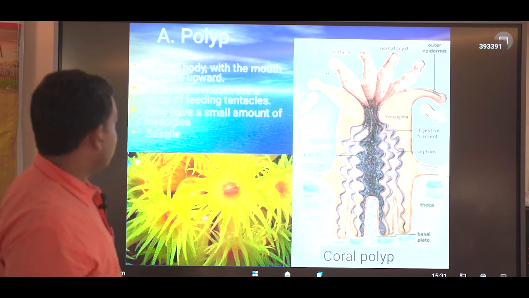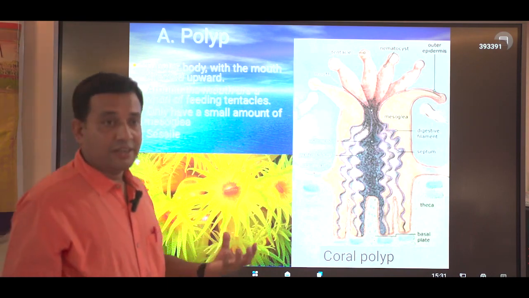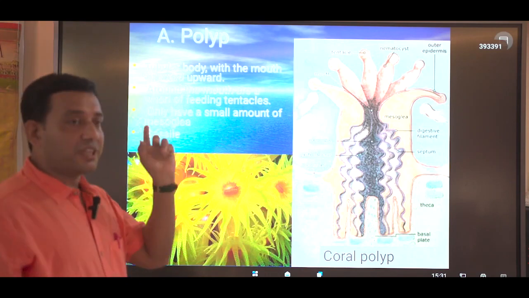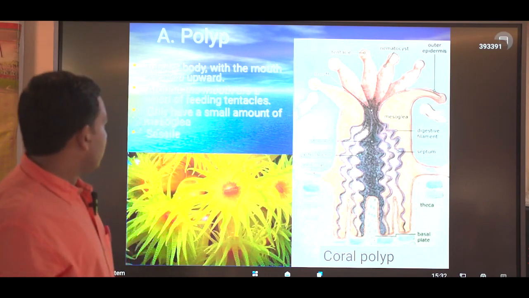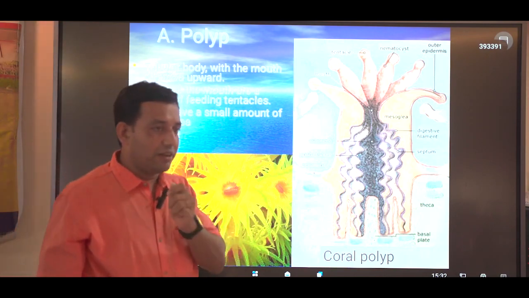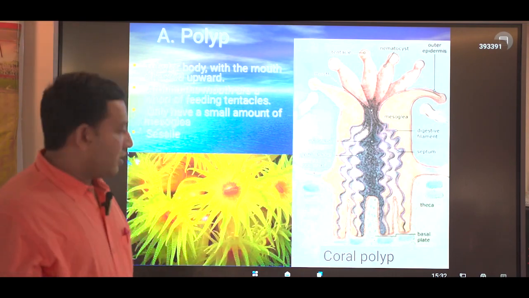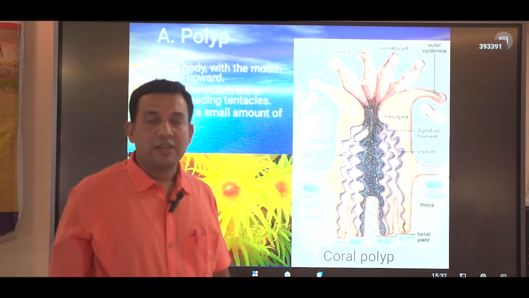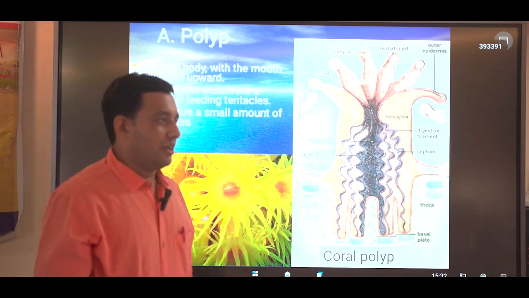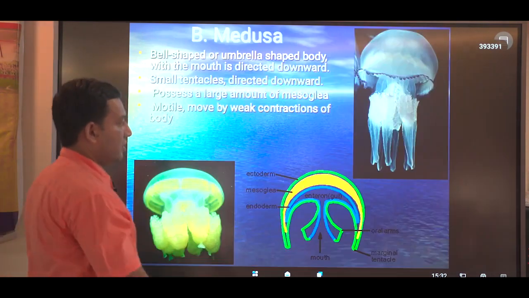Now see the polyps. These polyps have a tubular body with the mouth directed upwards, whereas in the medusa, the mouth is directed downwards. The polyp has the mouth upwards, surrounded by tentacles, and only a small amount of mesoglea. In case of medusa, you see a large amount of mesoglea, that is the middle layer. The polyps are sessile, that is, they don't have the power of locomotion, whereas the medusa has the power of locomotion; they can swim in the water.